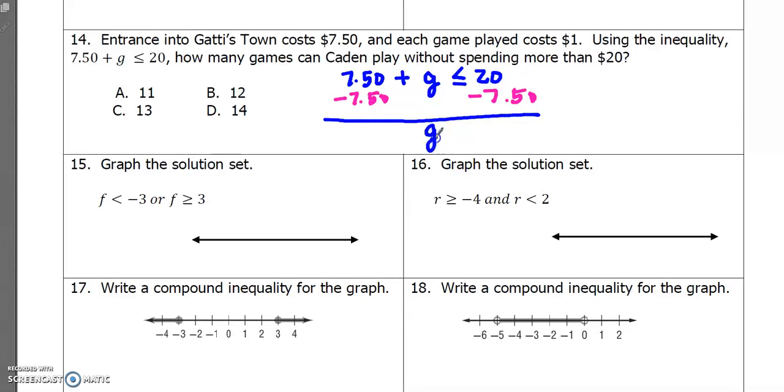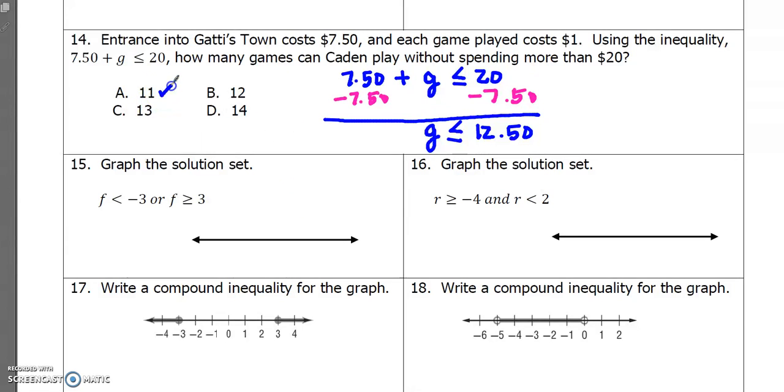And when I do that, I have my G isolated. I didn't multiply or divide by a negative. 20 minus $7.50 is going to leave me $12.50. So my G has to be less than or equal to $12.50. Which one of my answer choices would actually be less than or equal to $12.50?